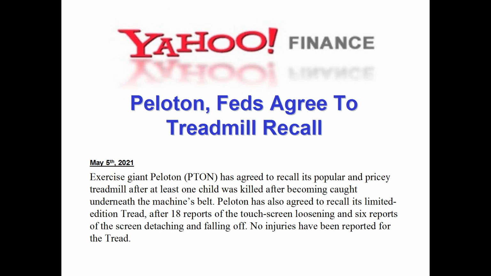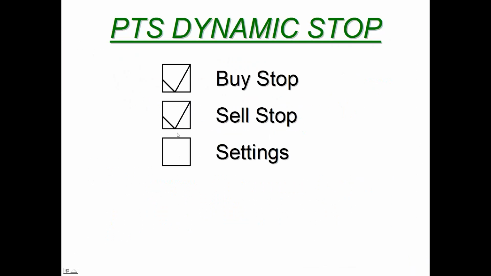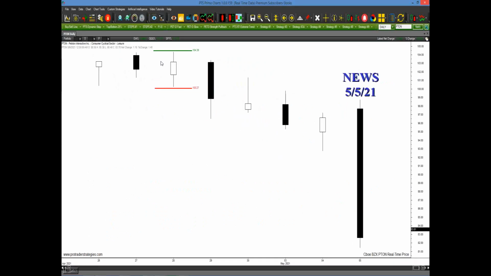So as we look at the chart on the 5th, when the news came out, that was very bad for the company, and look what happened. The stock fell from roughly 99 all the way down to the low 80s. So not good news at all. But had you been using the PTS Dynamic Stop bracket trade setup, all you would have had to do was click this on, click on both, and it will automatically track for you. Whenever there is a setup, you will see it appear.